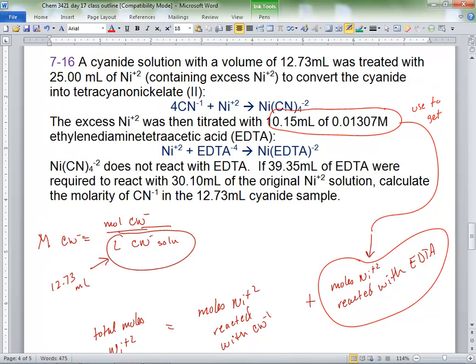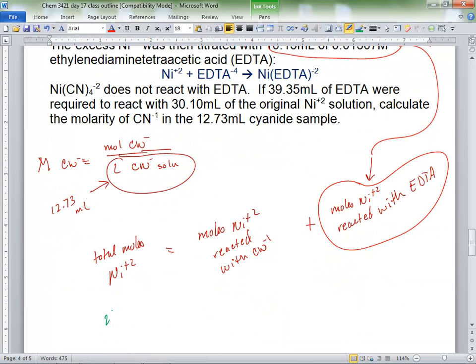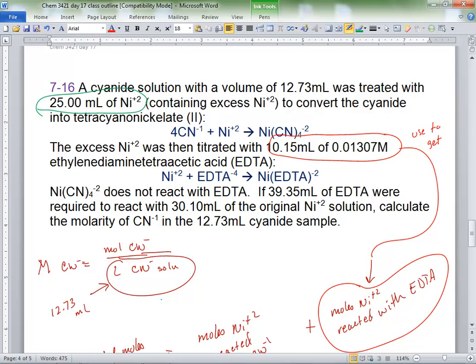Let's see. What does it say? Oh, 25 mL of the nickel. Here's 25 mL of the nickel. Okay, so we will have 25 mL of this stuff. Oh, I thought they did another titration. They didn't. We've got to look at this. We're required to react with 30.1 mL of that original nickel solution. Okay. Do they give us... Yeah, here it is right here. They gave us the concentration of the nickel.